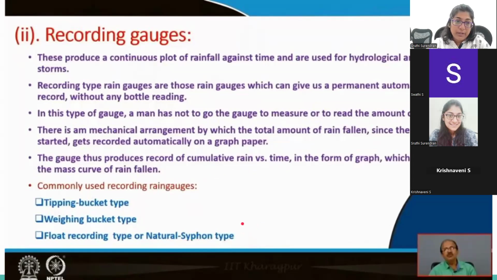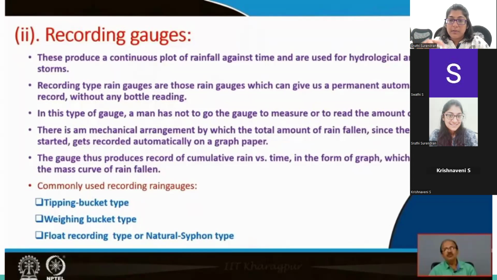We'll go into detail in the coming slides with a couple more questions. These recording gauges make a continuous plot of the rainfall occurring. That is, we are not going to collect the bottle. When the rainfall occurs, there are mechanisms for all three types of recording gauges to take the measurement as and when the rain is occurring. So it is continuous monitoring, a continuous plot of rainfall. It is not giving us intermittent rainfall quantities, but a continuous plot. So it is going to be the cumulative rainfall.